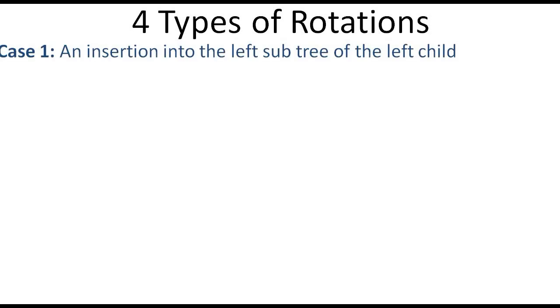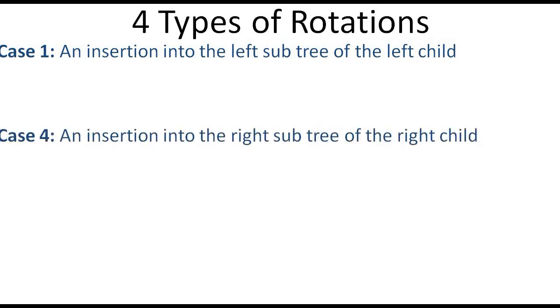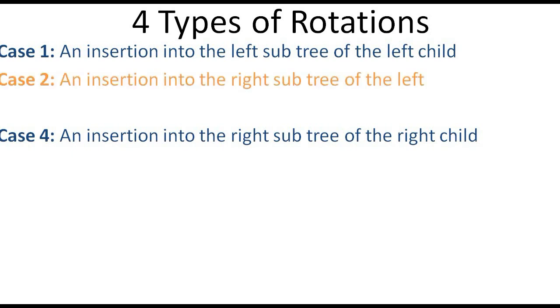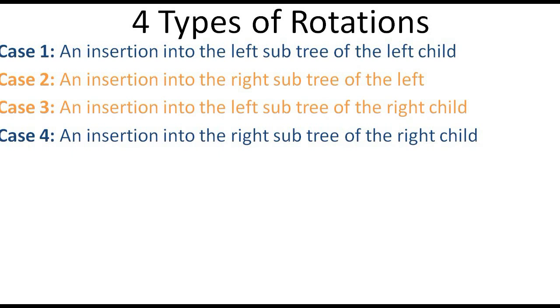Then you have to know about the 4 rotations of the AVL tree. There are 4 cases in the AVL rotation. The first case is insertion in the left subtree of the left child, and the fourth one is insertion into the right subtree of the right child. Case 2 and case 3 are similar: insertion in the right subtree of the left child, and insertion into the left subtree of the right child.